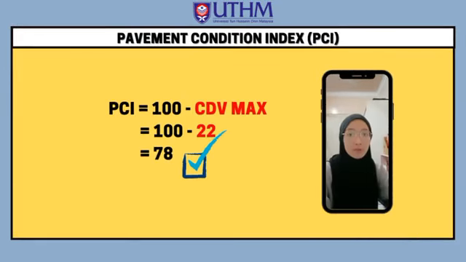The formula for PCI is equal to 100 minus CDV max. Then we just substitute the CDV max value that we have obtained previously, which is 22. So now the PCI equals 100 minus 22 equals 78. That is the PCI value for this pavement sample unit number 1.